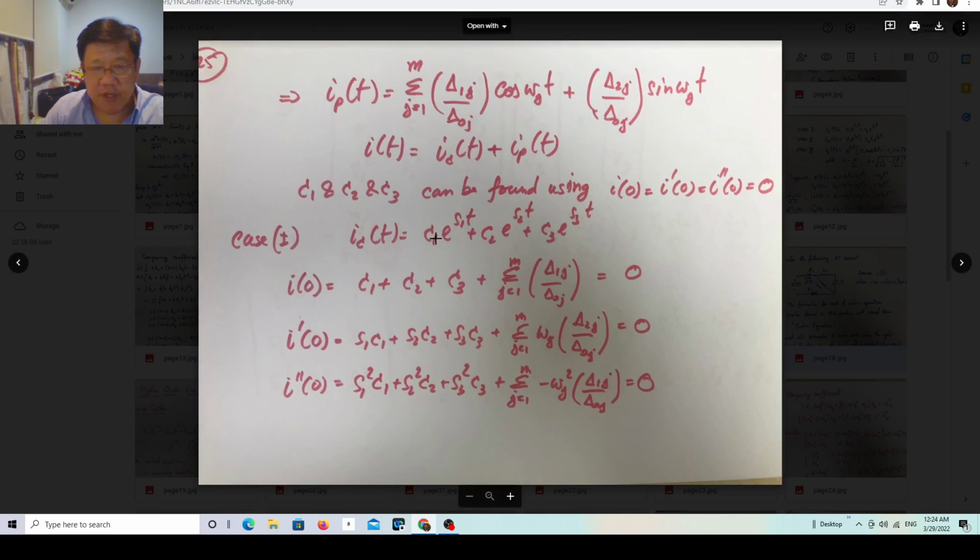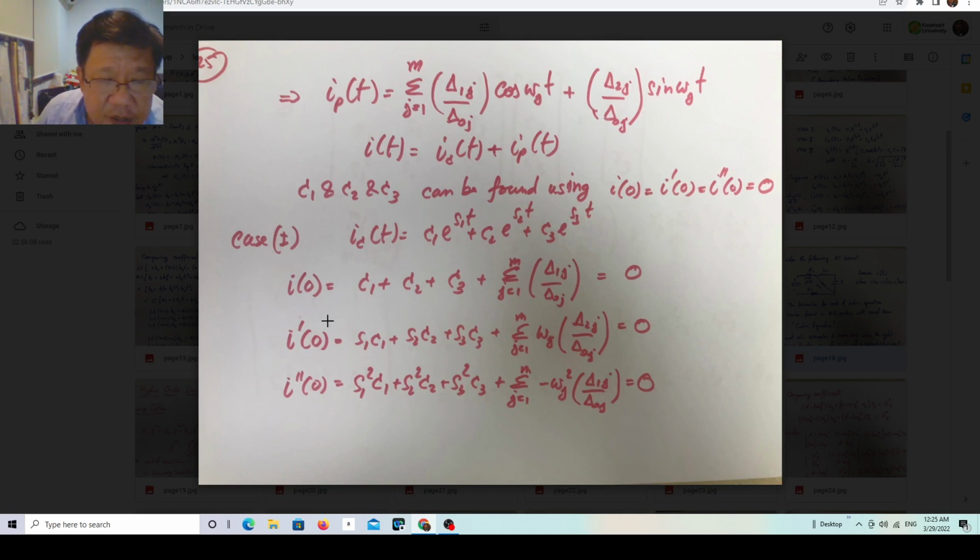you substitute t equal to 0. Once t is equal to 0, it's obvious that the complementary solution is all C1 plus C2 plus C3. But for the particular solution, you look here. If t is equal to 0, the sine of 0 is always 0, so the second term for all j is 0. Only cos 0 is equal to 1. That's why you have a remaining term like this, summation j equal 1 to m of delta 1j divided by delta 0j, plus c1 plus c2 plus c3.